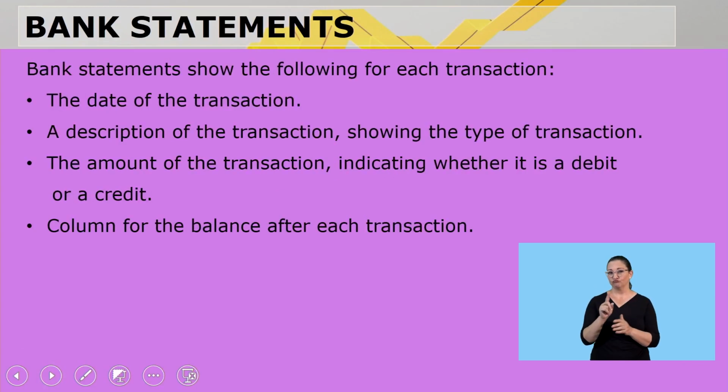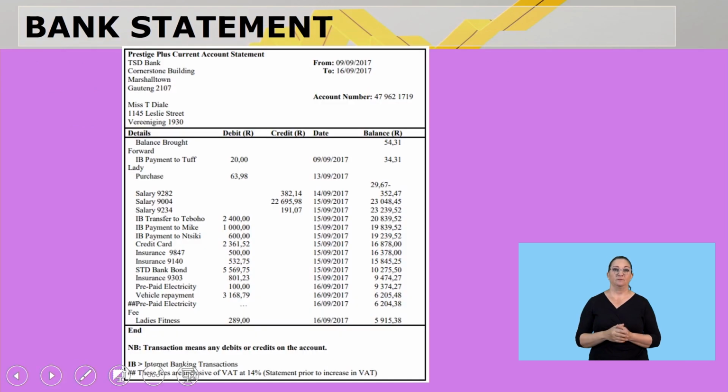Bank statements show the following for each transaction: the date of the transaction, a description of the transaction, showing the type where the money came in or went out, the amount of the transaction indicating whether it's a debit or a credit, and then there's a column for the balance after each transaction. So it gives you a running total of your bank account.